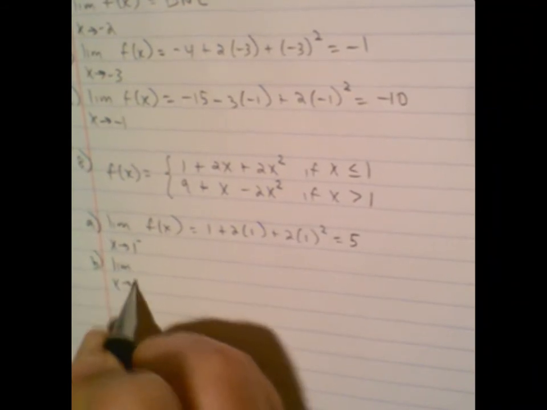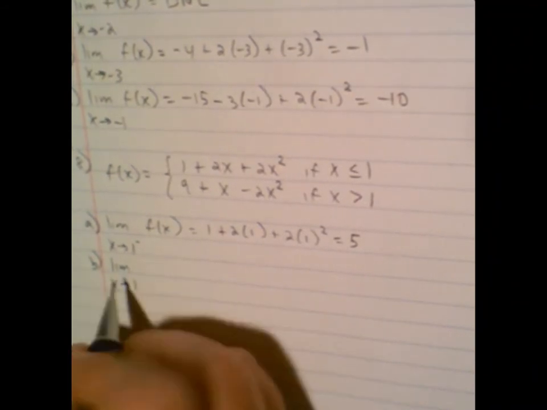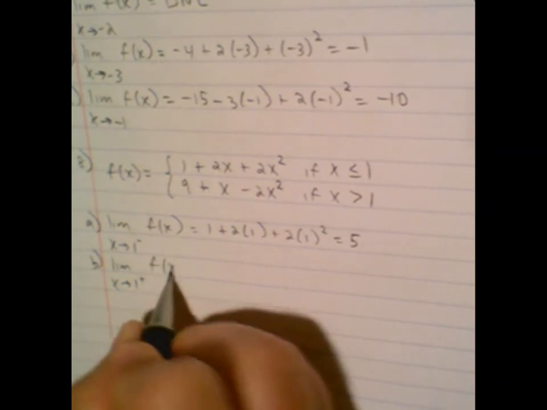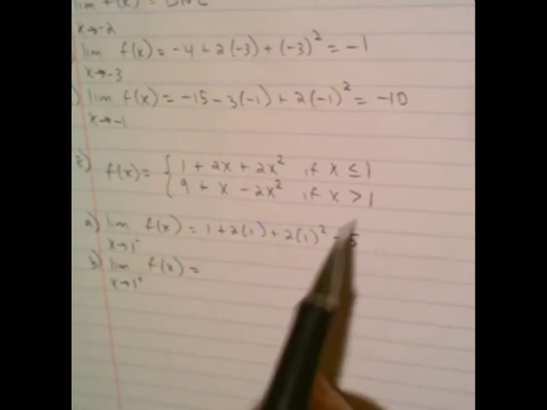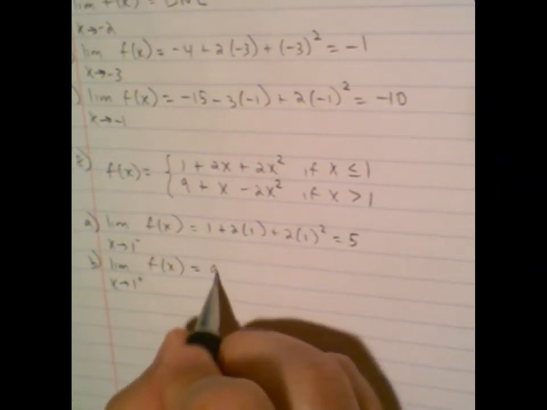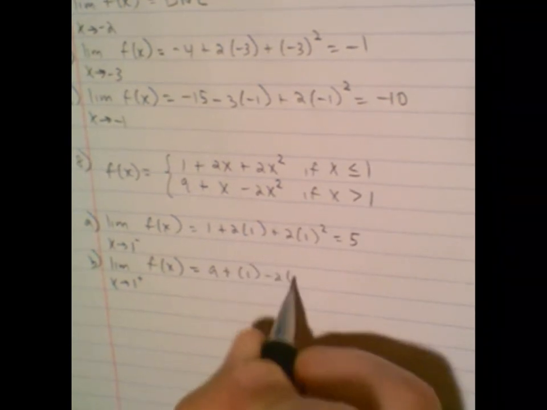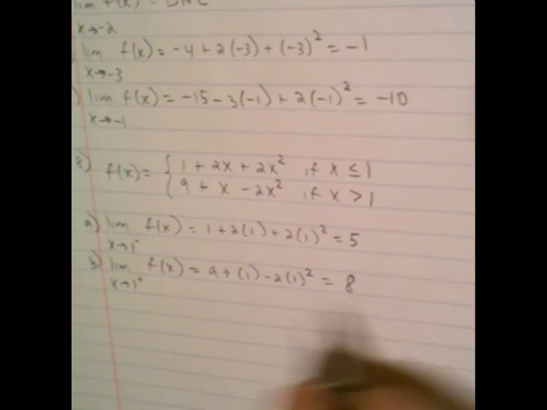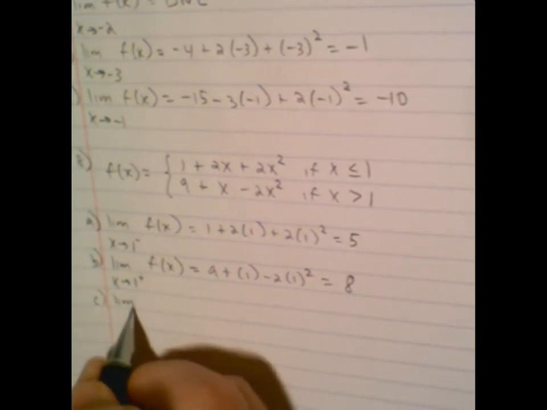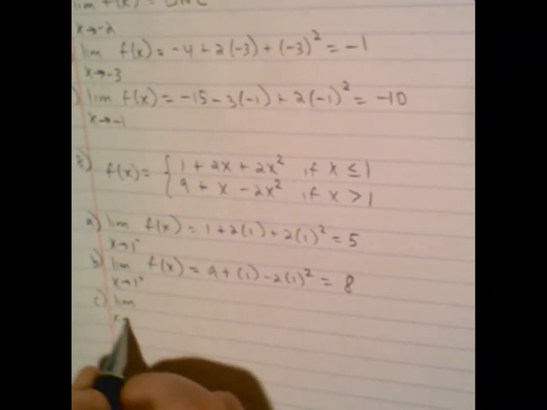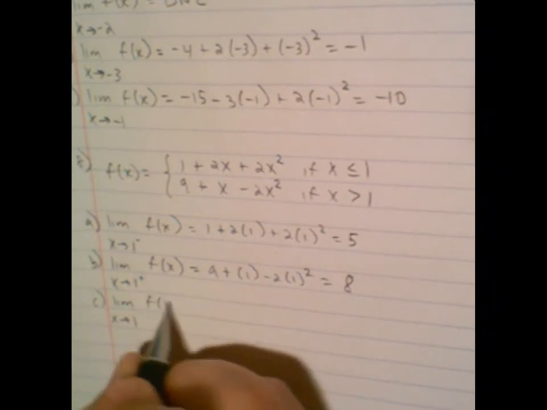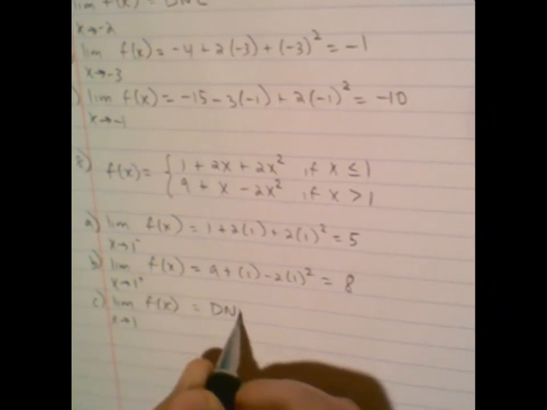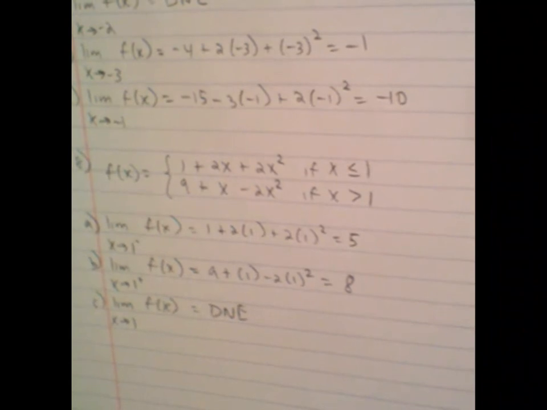The limit as x approaches 1 from the right of f of x is equal to, that's greater than 1, 9 plus 1 minus 2 times 1 squared. 10 minus 2 is 8. C, the limit as x approaches 1 of f of x does not exist because it's not the same from the left and from the right.